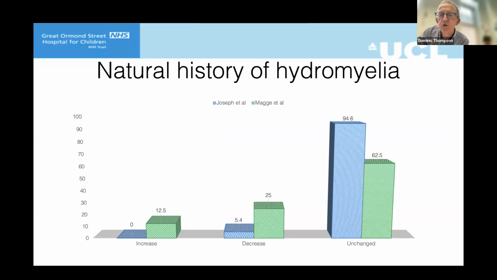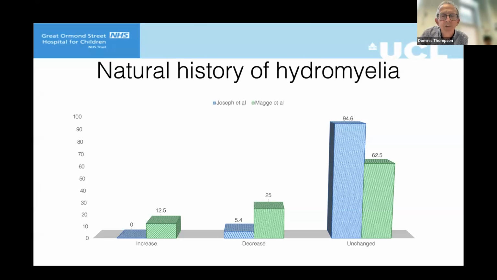And you can see that in the majority of cases on the right, in both these papers, in the Joseph paper, over 90% didn't change. And in the MAG paper, 62% didn't change, but that's because 25% of those actually got better over time. And in both of these, the incidence of progression was incredibly low, none in the Joseph paper. And even in the MAG paper, where there was progression, in none of those was it associated with a clinical change or a need to intervene.